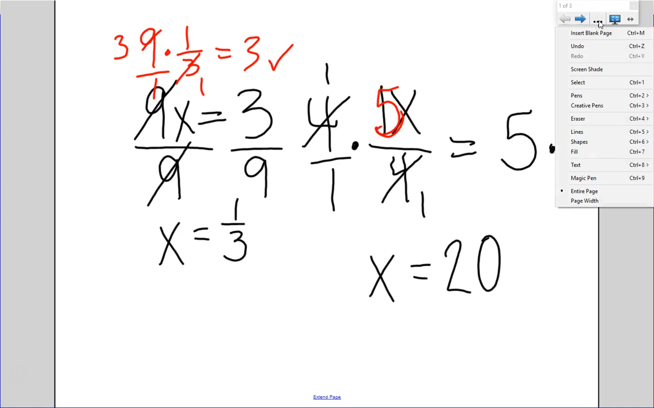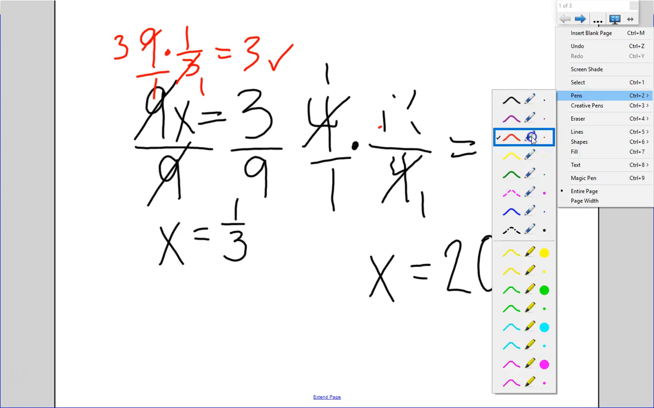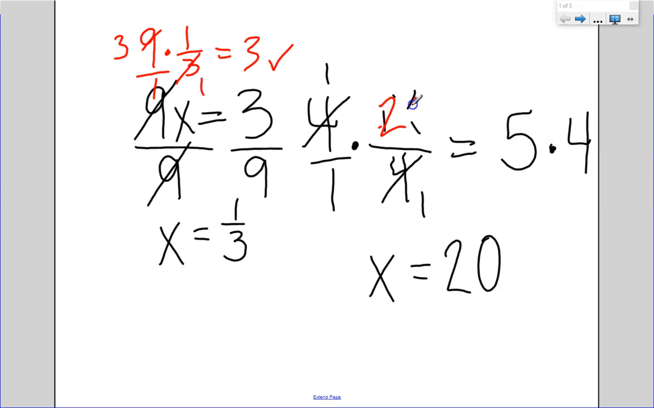Oops, let's try that again. If we come in here and in place of x we plug in the number 20, 20 divided by 4 does equal 5, so that checks and is correct. So that's a little review for us on algebra. Hopefully we are good to go on that.